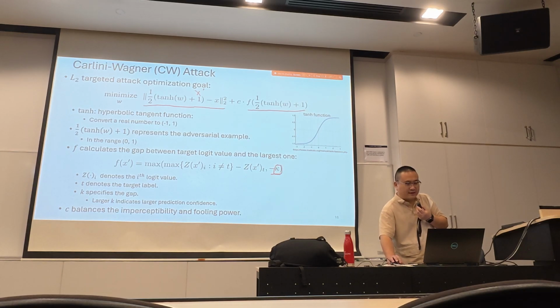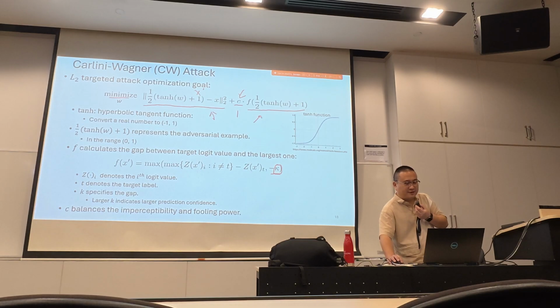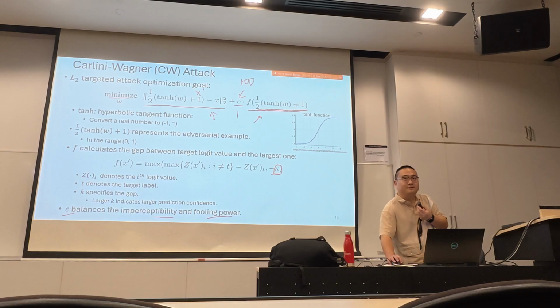And then we have another constant C, which is just a parameter set. C is used for weighting between different terms. For example, if C is 1, then during the optimization we optimize these two terms equally. If C is a large value, for example C is 100, then during the optimization we will give more weight to the fooling power. So this is the role of C. C balances the imperceptibility and the fooling power. Okay. So this is CW attack.